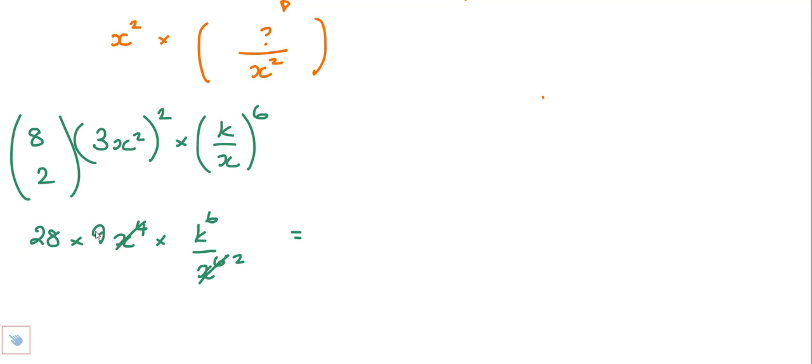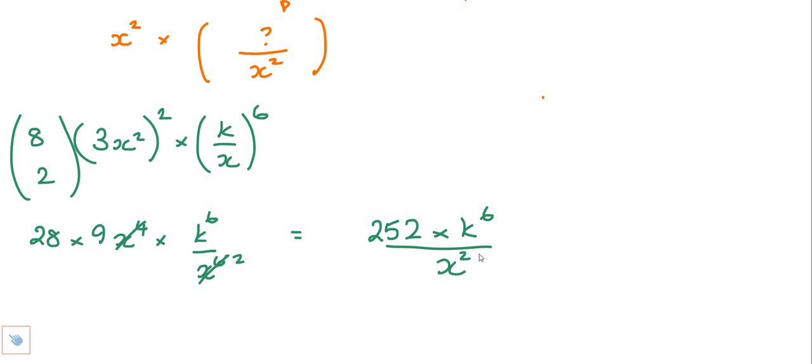So I now have, very nicely, do you know what 28 times 9 is for me? Can't you do it in your head? 84. All the homework you've done. 28 times 9? That's 252. It's 280 minus 28. 252, and it's times k to the power of 6, and it's all over x squared.